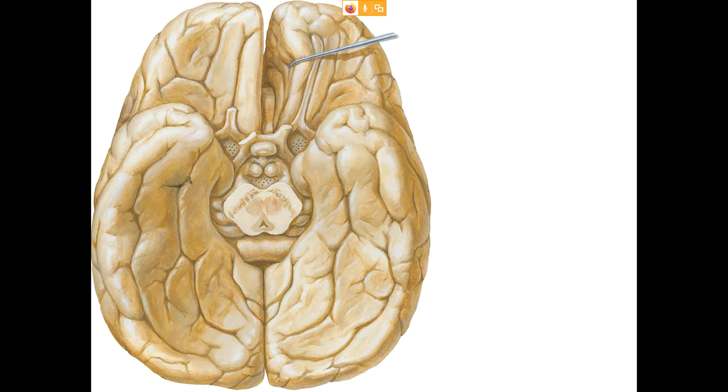Then coming to the extensive tentorial surface, this entire surface is called the tentorial surface. This surface is convexo-concave, which means anteriorly it is convex and posteriorly it is concave. It is formed by the inferior surface of the temporal and the occipital lobes of the cerebrum.